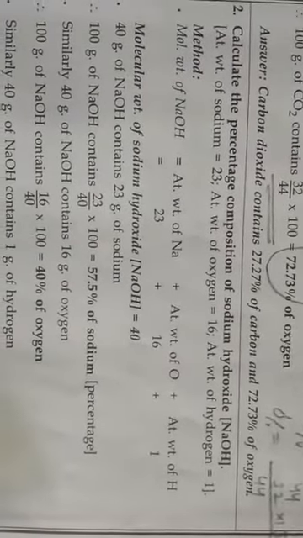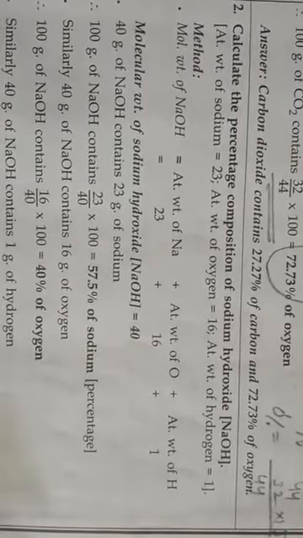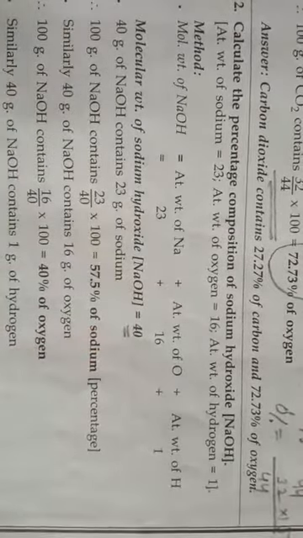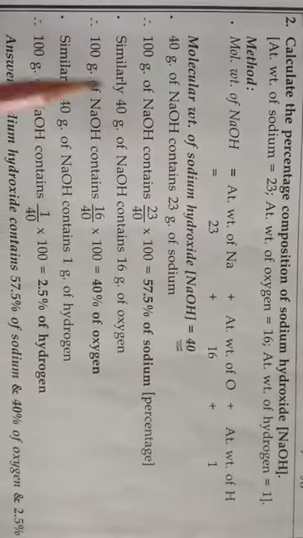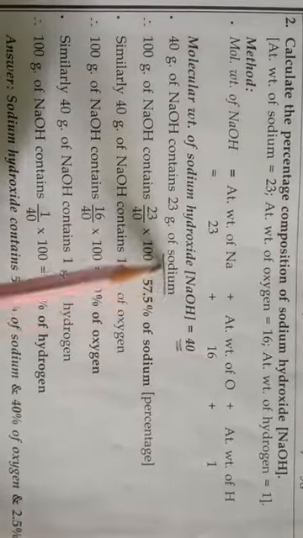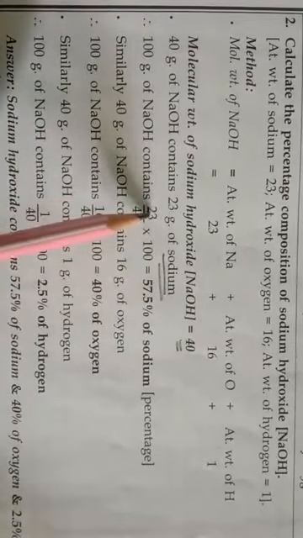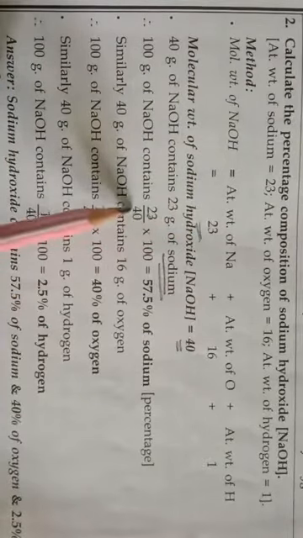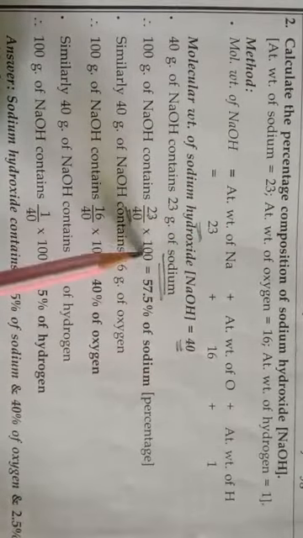The next example given here is sodium hydroxide. The molecular mass of sodium hydroxide will be 40. First, the composition of sodium. The mass of sodium in the compound is 23, divided by the molecular mass of the compound, into 100.